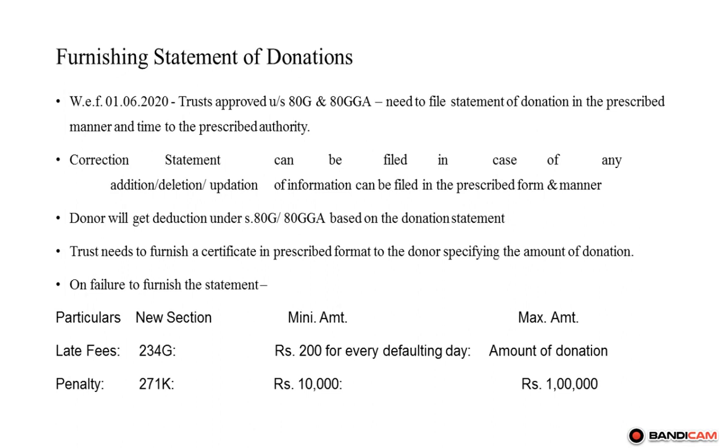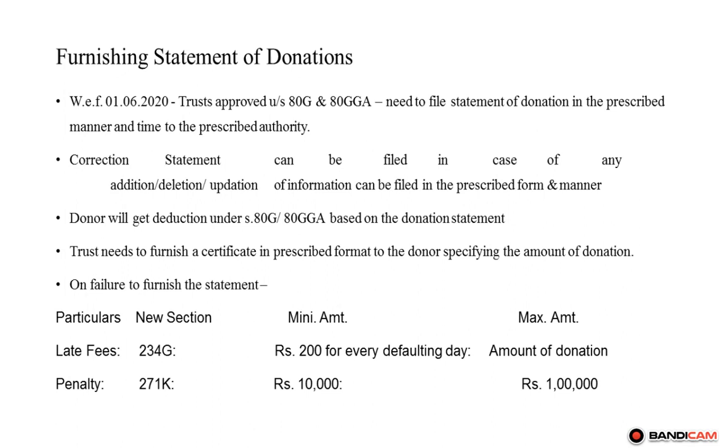Then penalty. Okay, so the penalty under section 271K is rupees 10,000 or rupees 1 lakh. So here the minimum penalty under section 271K amounts to rupees 10,000 and the maximum amount is rupees 1 lakh.